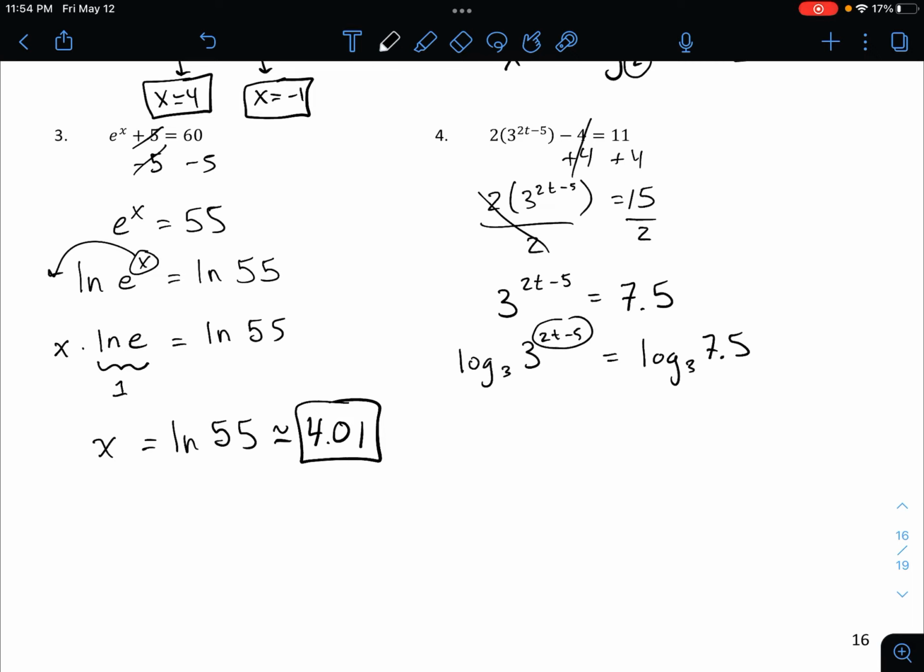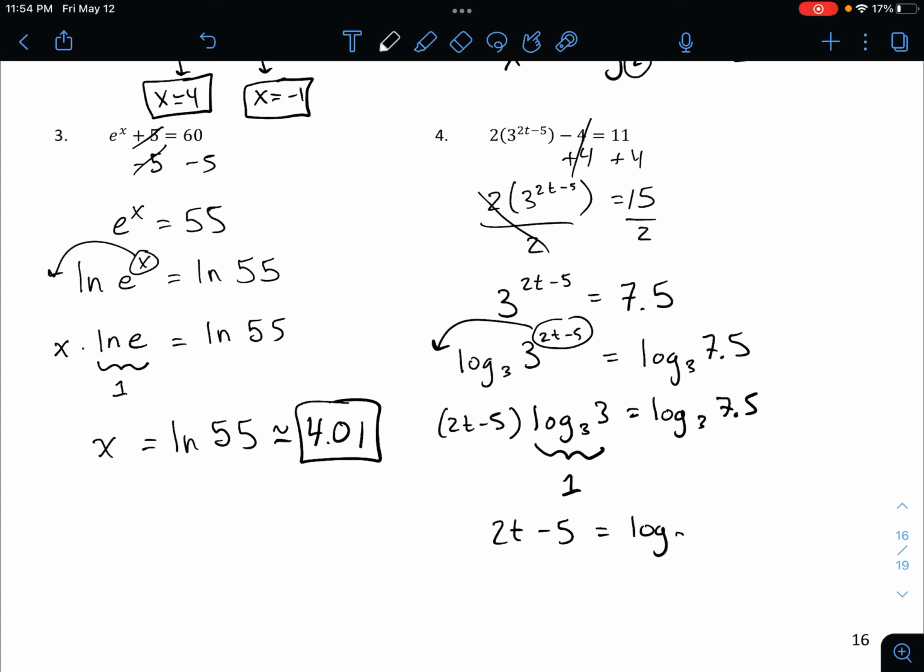So now I can use my power rule. We can take out that 2t minus 5 in front. So 2t minus 5 times log base 3 of 3 equals log base 3 of 7.5. Okay. Now I know that log base 3 of 3, hopefully you're saying this in your head now, is 1, right? Because 3 to the first power is 3. So all I have on the left side is 2t minus 5 equals log base 3 of 7.5.